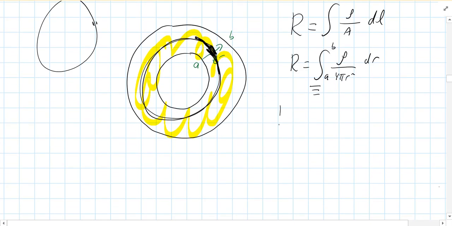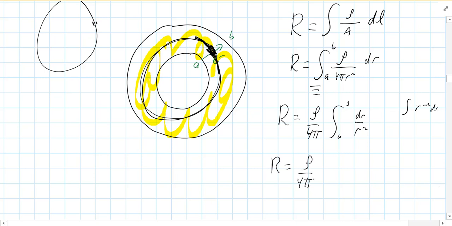Your resistance will then be, well, you can factor the rho and the 4 pi out because those are constants. What are you integrating? You're integrating dr over r squared from a to b, which is the same thing as integrating r to the negative 2 dr. So what do you get? If you integrate r to the negative 2, it becomes r to the negative 1 over negative 1, and you evaluate that from a to b.